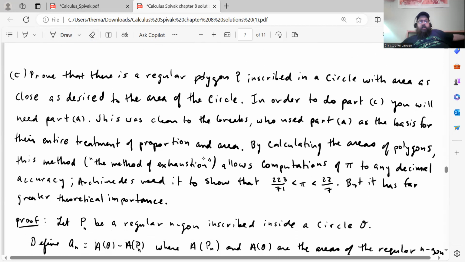Okay, part C, prove that there's a regular polygon P inscribed in a circle with area as close as desired to the area of the circle. In order to do part C, you will need part A. This was clear to the Greeks, who used part A as the basis for their entire treatment of proportion and area.